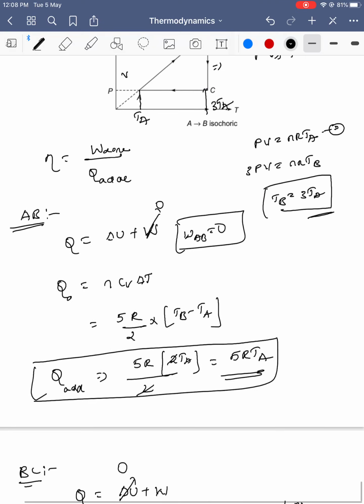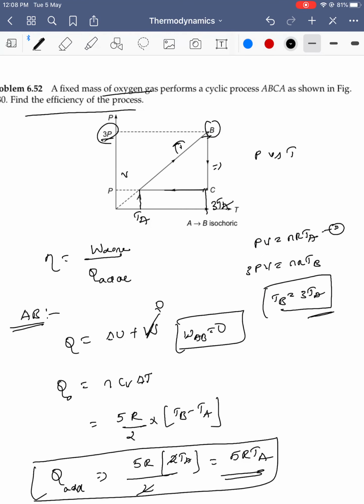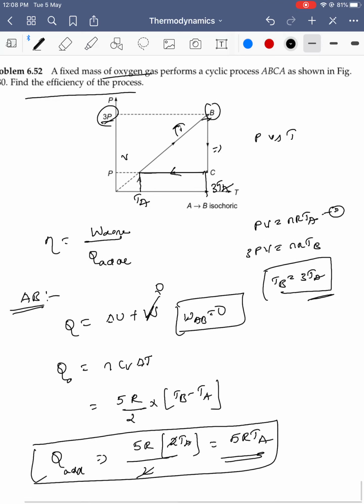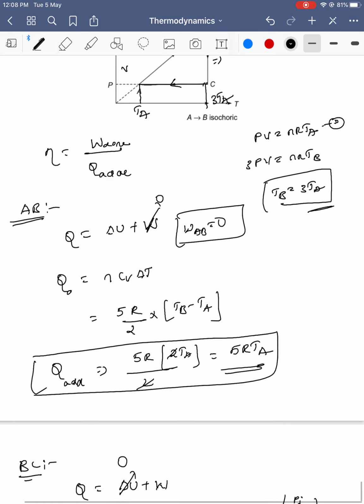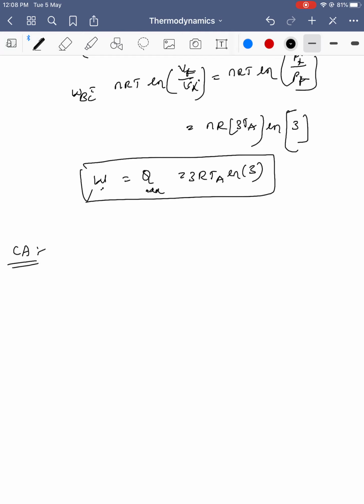Next, CA. What happened in CA? The pressure is constant. What kind of process is it? Isobaric process. It is a straight line. In an isobaric process, Q is equal to delta U plus W, and in an isobaric process we can write Q is equal to n CP into delta T. So CP is equal to 7R by 2 into delta T.